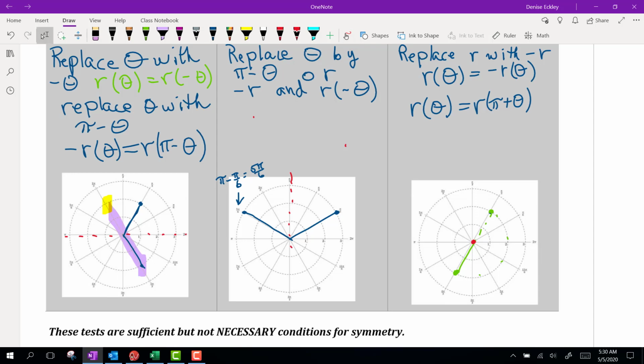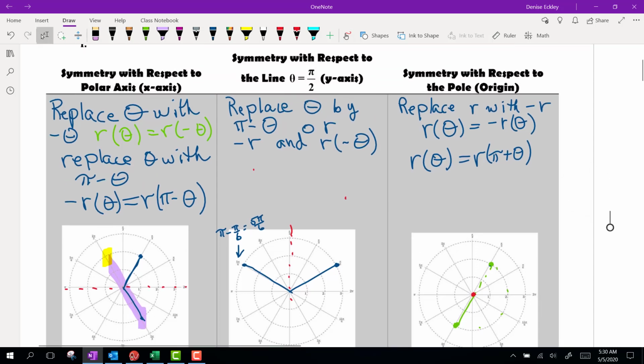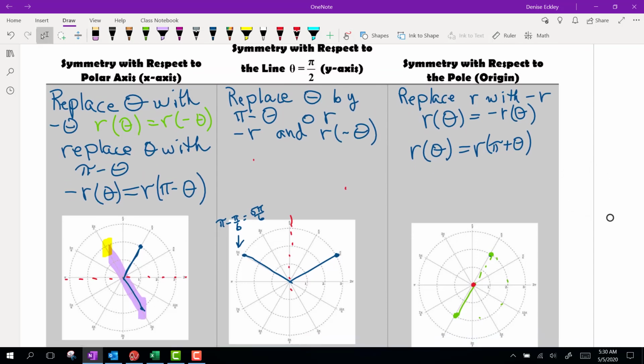Okay, the next type of symmetry is with respect to the line theta equals pi over 2, which we would commonly call the y-axis. So in that case, we will be replacing theta with pi minus theta. That'll give us the point right here that's marked. Or what we could do is negative theta, which would be here, and negative r. So they would be the same as well. So you get these 2 points again.